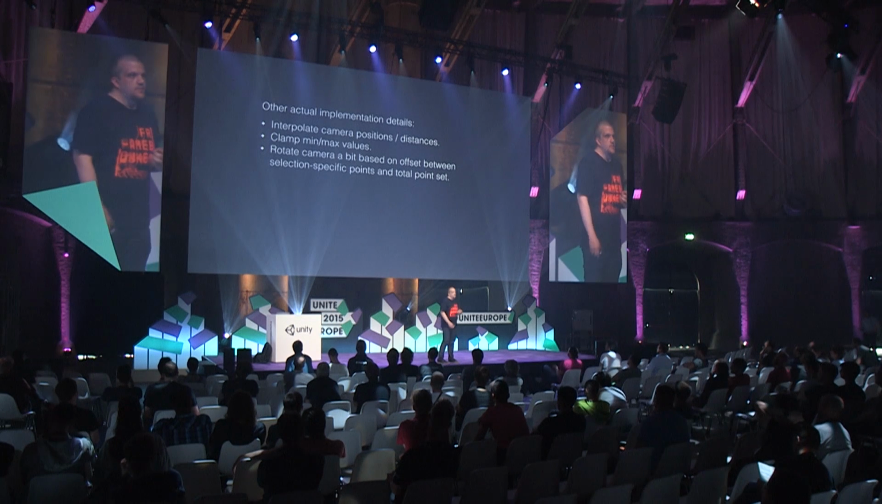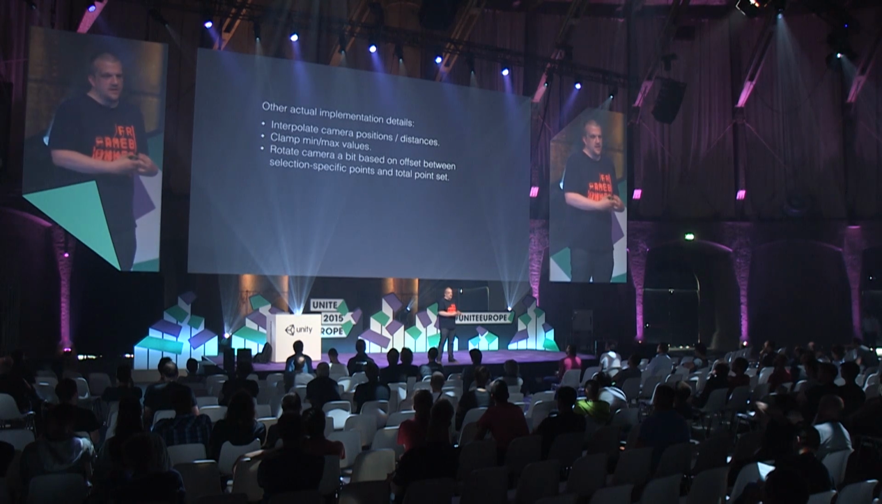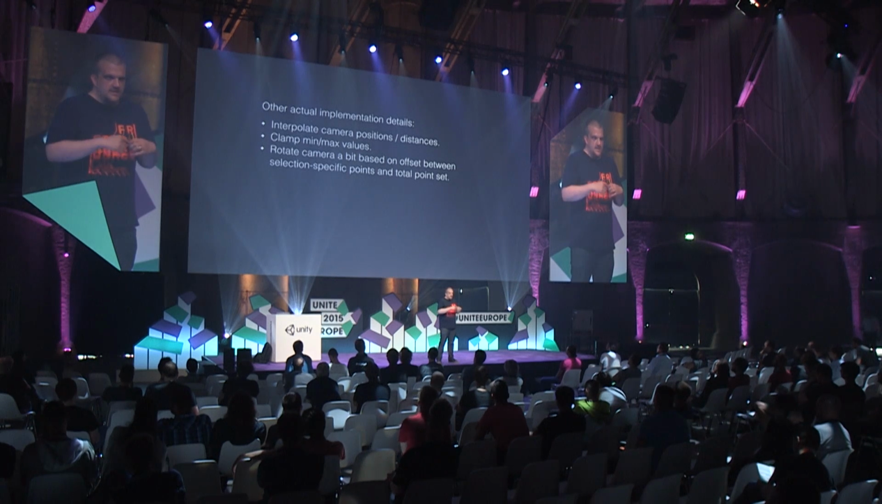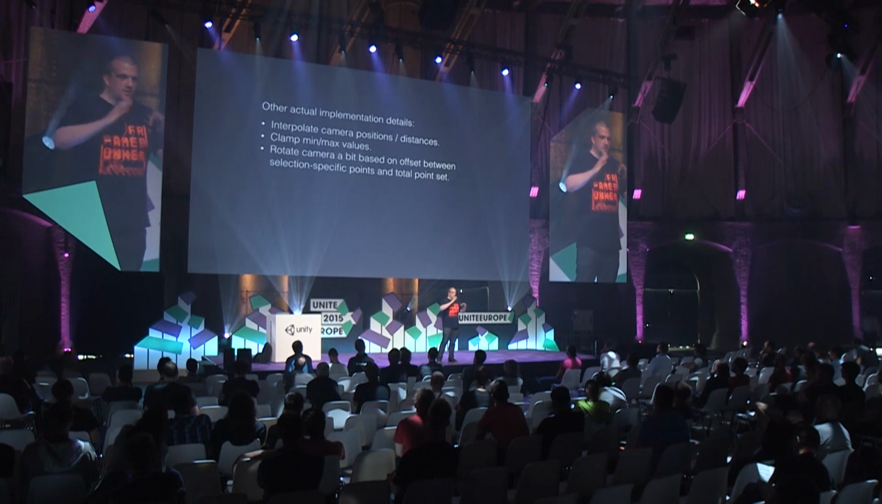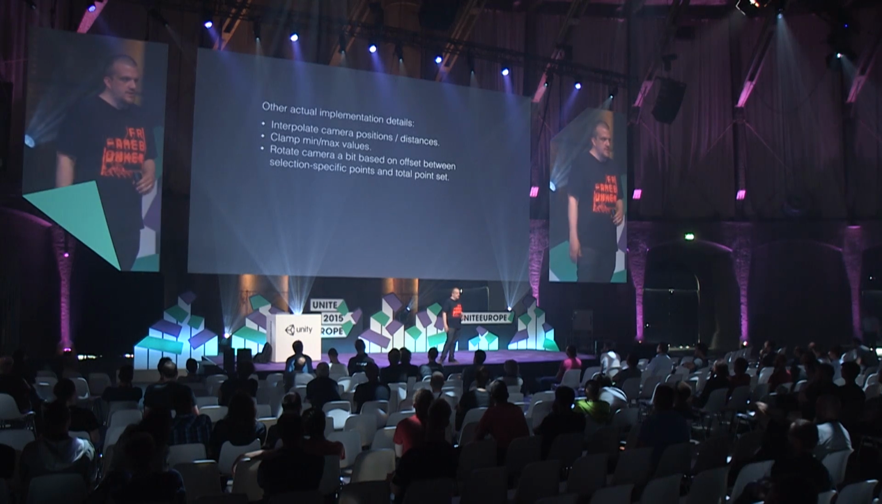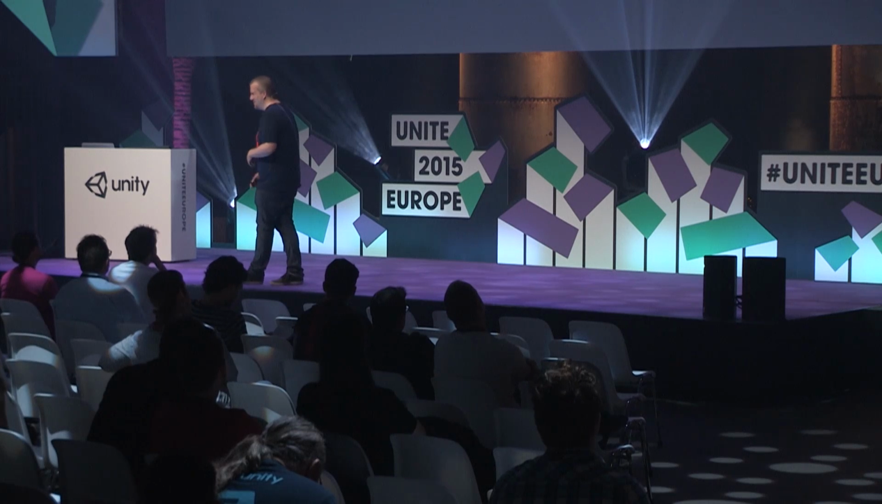Based on the difference between your selected set of guys and the overall set of guys, we take that vector and use it to do a little bit of camera rotation. It's just a few degrees. It gives a little bit of an extra look ahead and makes the camera feel a little more dynamic. While you're playing, you don't really notice. While you're watching someone else play, you definitely notice. It's one of those kinds of things.